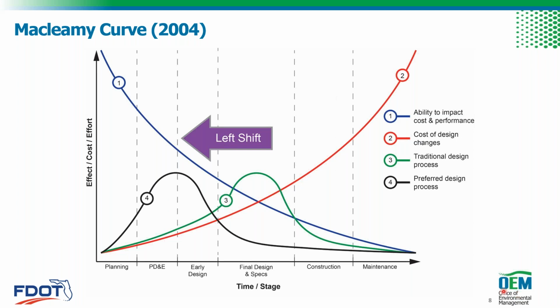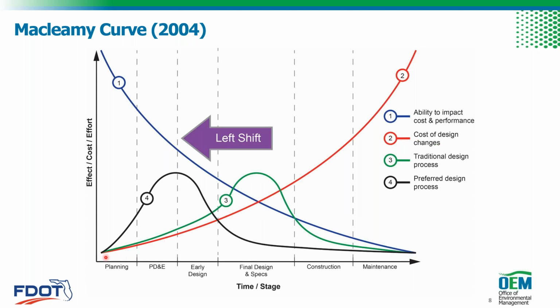So the vision that he had here, and look, this was 2004 when this curve was developed, I feel like it's finally finding its true space and its realization in the time in which we live. He realized even then, if we take a look at this blue line, this is our ability to impact cost and performance, right? Along this side, we've listed effect, cost, and effort. So at the beginning, that's high, right? But as we progress through those phases of our project, our ability to impact cost and performance drastically reduces.